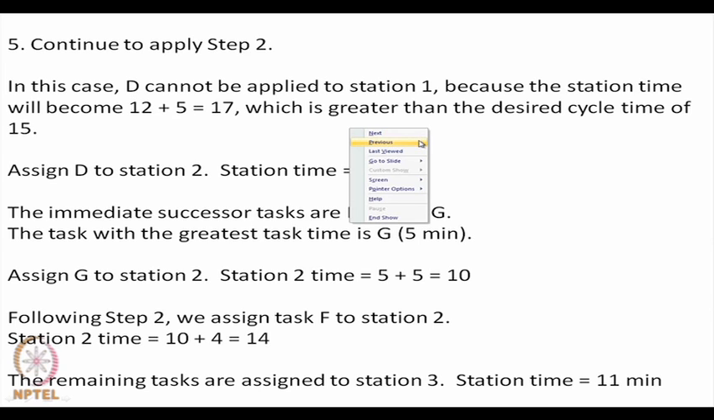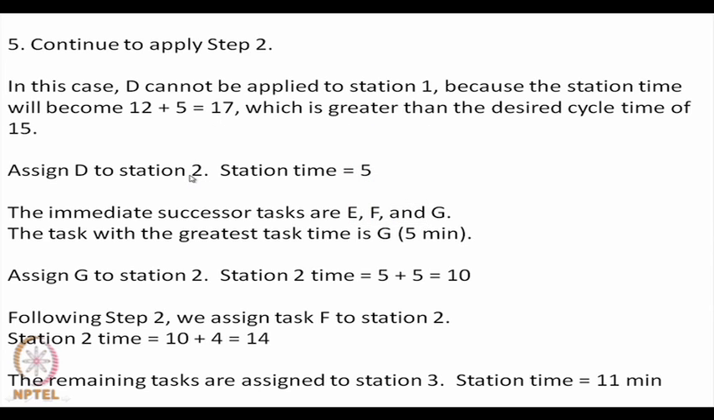Now that we have assigned B, we can now think of assigning D, which is its successor, but D when applied to station 1, its station time becomes 17, much in excess of 12 to 15. Therefore, D cannot be assigned to station 1, it should be assigned to station 2.